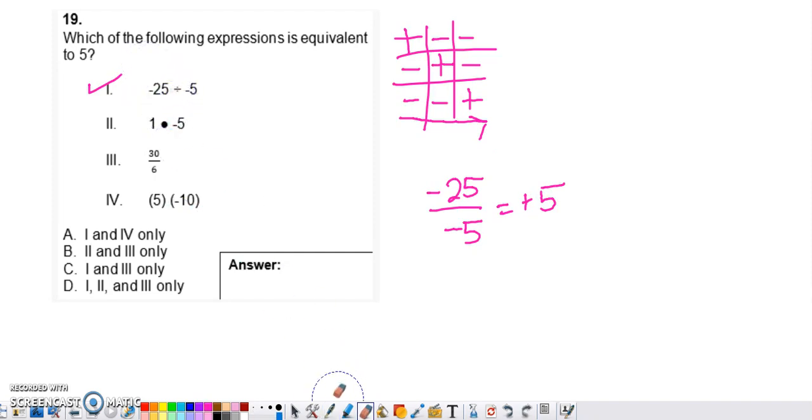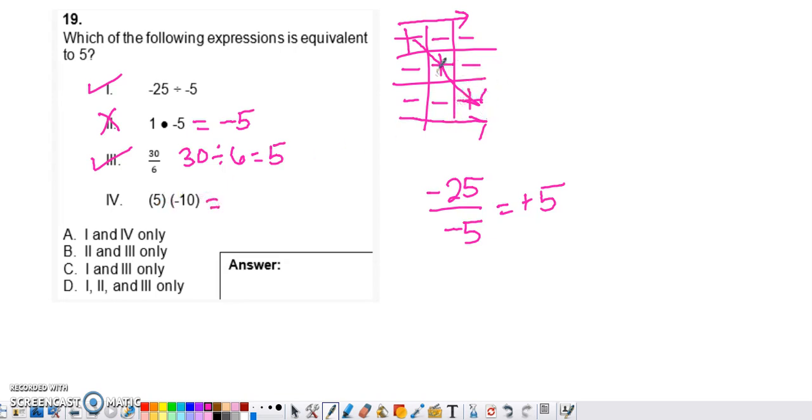Next one is a positive 1 times a negative 5. So positive times a negative is going to give you a negative 5. So that one's out. We have a positive 30 divided by a positive 6. Positive is positive. So it's going to give you a positive 5, and check. And then we have a positive 5 times a negative 10. This one again, positive times negative is negative 50. Okay, so our answer choices are going to be 1 and 3 only, which is letter C.